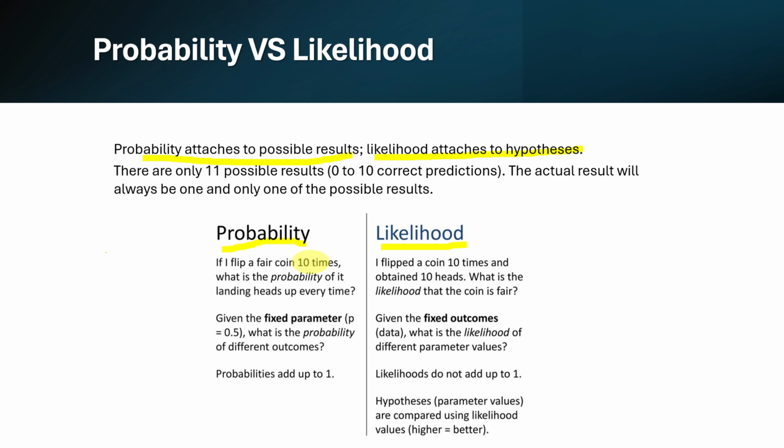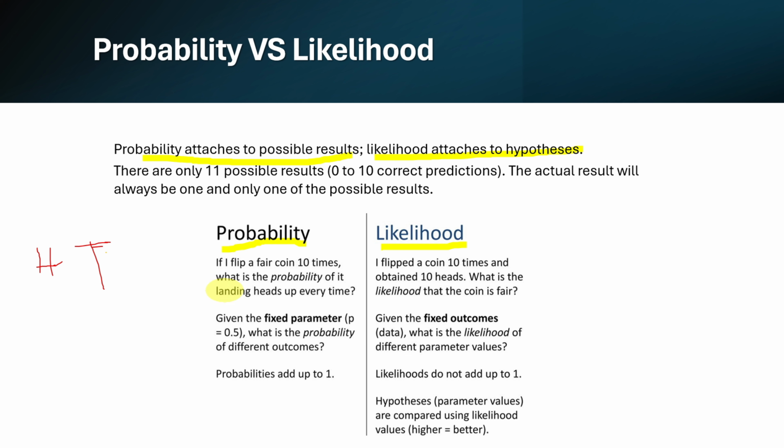If I flip a fair coin 10 times, what is the probability of it landing head up every time? So you flip a coin 10 times, you can get answers 10 times as well. Given the fixed parameter p equals 0.5, what is the probability of different outcomes? Whenever you flip a coin, you can have either head or tail.